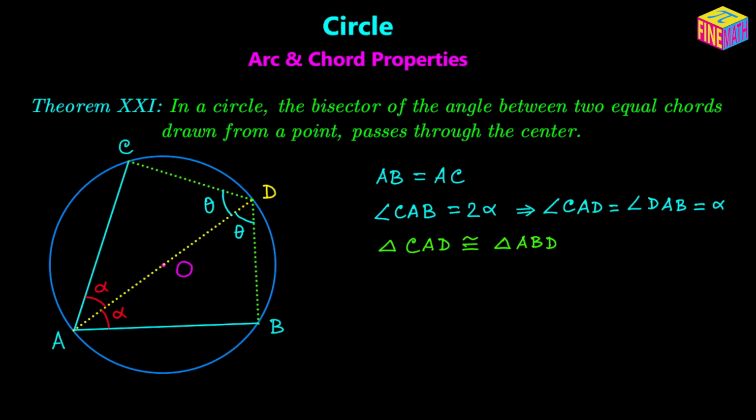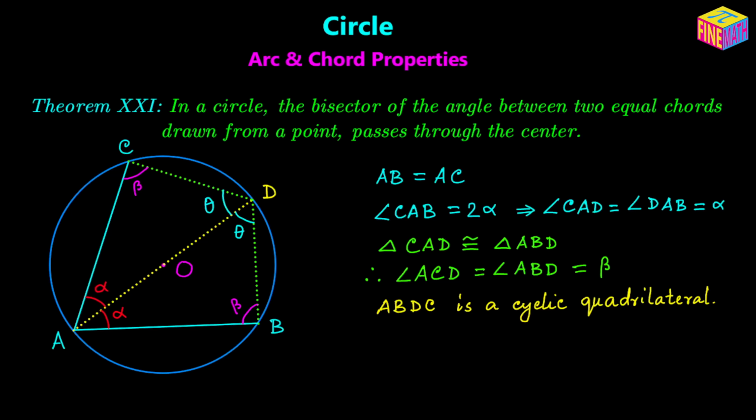And because these two triangles are congruent, the only remaining angles, the angle ACD and the angle ABD, also will be equal. And let's assume that that angle is beta. Now if you look at the diagram, clearly the quadrilateral ABDC is a cyclic quadrilateral. In a previous theorem, we have seen that the sum of a pair of opposite angles in a cyclic quadrilateral is equal to 180 degrees.